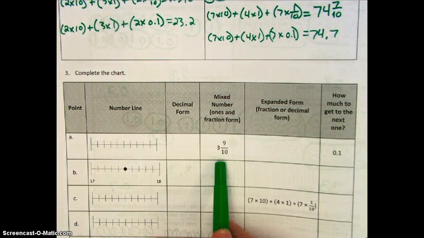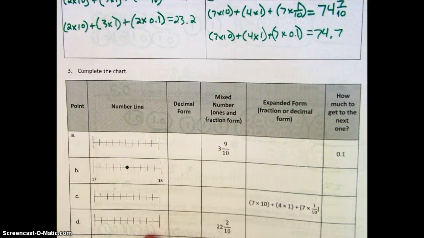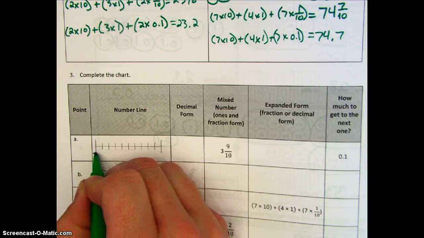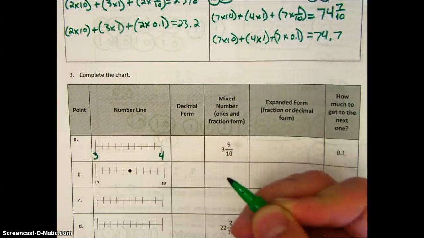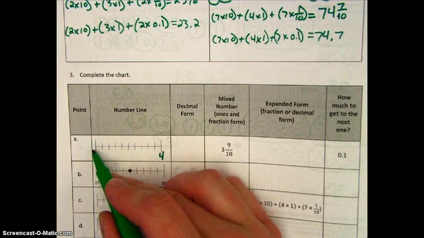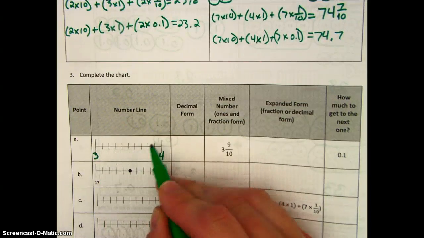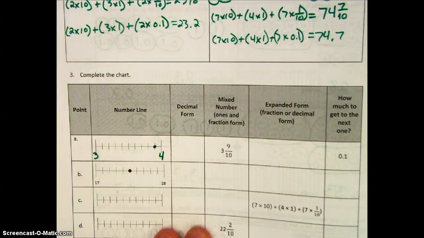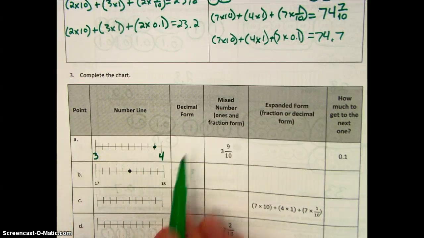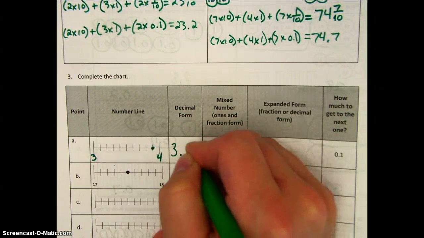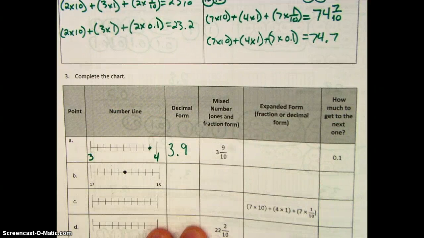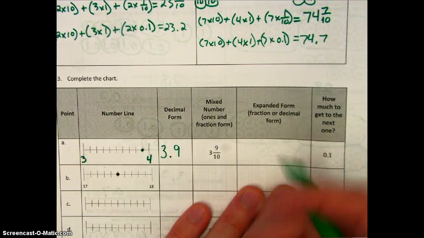So our first one here is we see that we have 3 and 9 tenths. So when I come over here to do my number line, I know that I'm going to be working with the area on the number line between 3 and 4. Now, I have 3 and 9 tenths. So now I can count over from 3, and I can count my tenths until I get to 3 and 9 tenths. Okay, I have 9 tenths past my 3. Written as a decimal form, we know that's 3 and 9/10. Okay. Now, written as expanded form, we can do it either way. In this case, let's do fraction form.